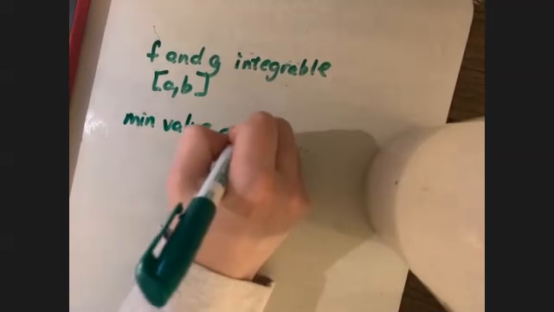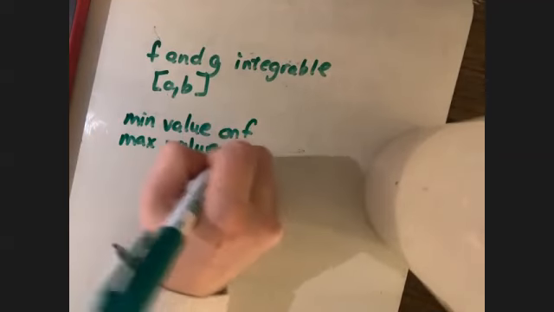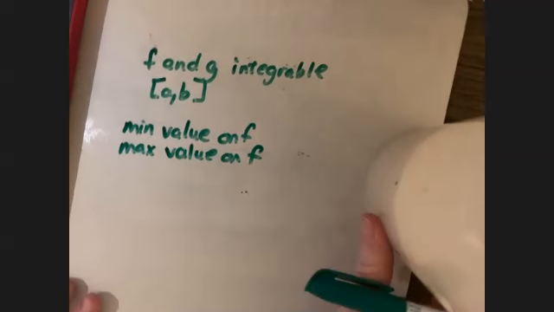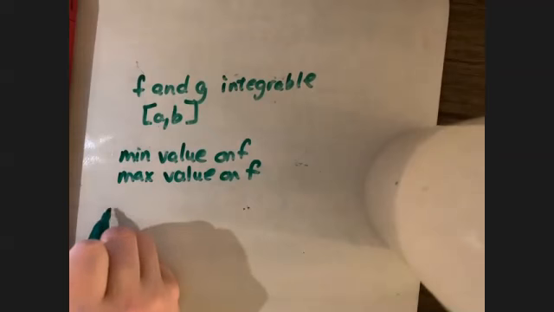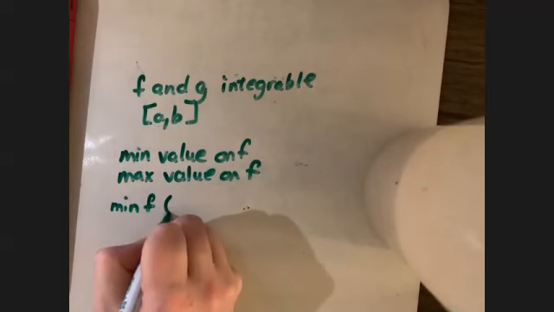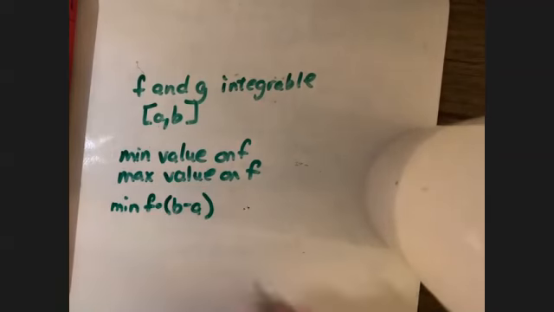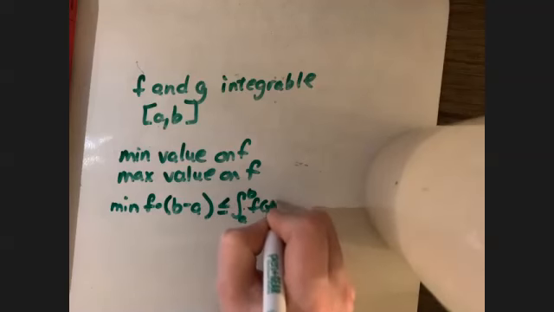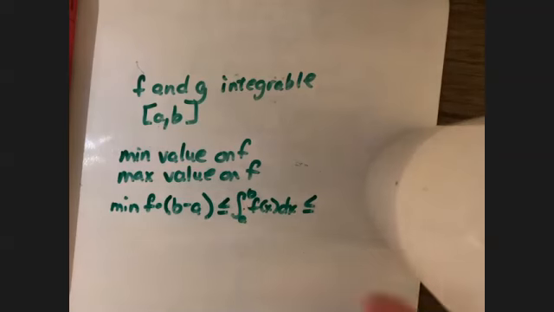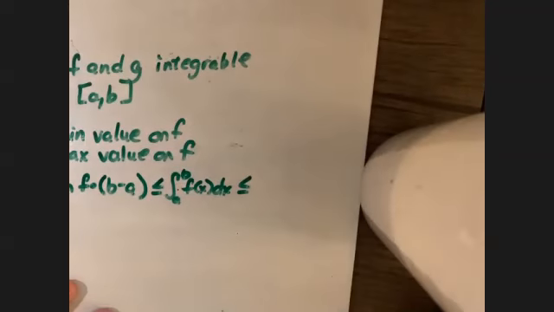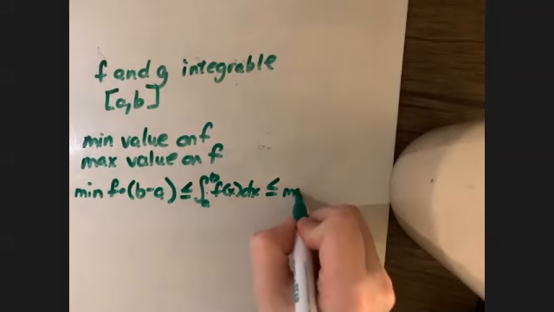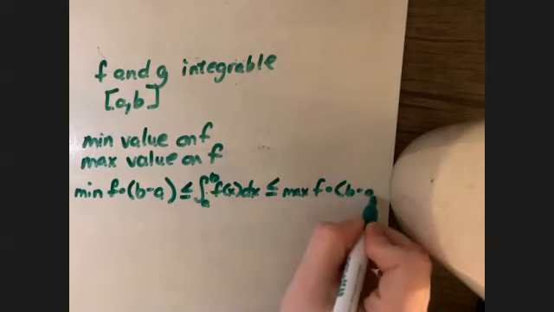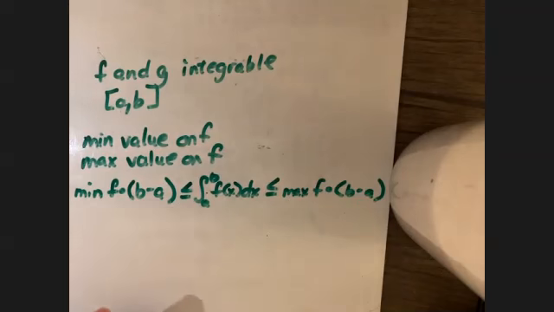Okay, if there's a minimum value on f and a max value on f, so we have a high and a low on f, if I take the minimum value of f and multiply it with the length of the interval, that is going to be less than or equal to the integral from a to b of f of x dx, and that is going to be less than or equal to the max value of f times the interval from a to b. Okay, and I'm going to show a picture of this one in just a second.